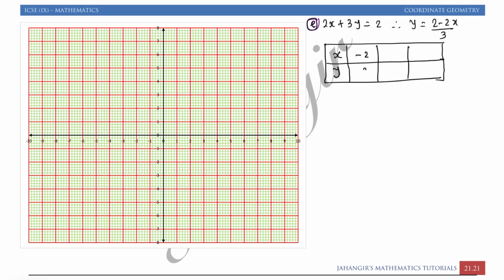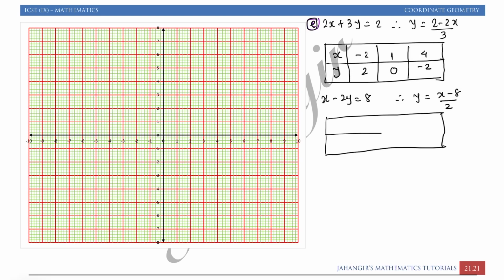The first points were x: minus 2, 1, 4 and y: 2, 0, minus 2. The second equation was x minus 2y is equal to 8. So therefore y is equal to x minus 8 upon 2. Again we will make a table of x, y. For x is 0, I got y minus 4, for x is 8, I got 0, and for x is 4, I got minus 2. Okay, we got all these values.